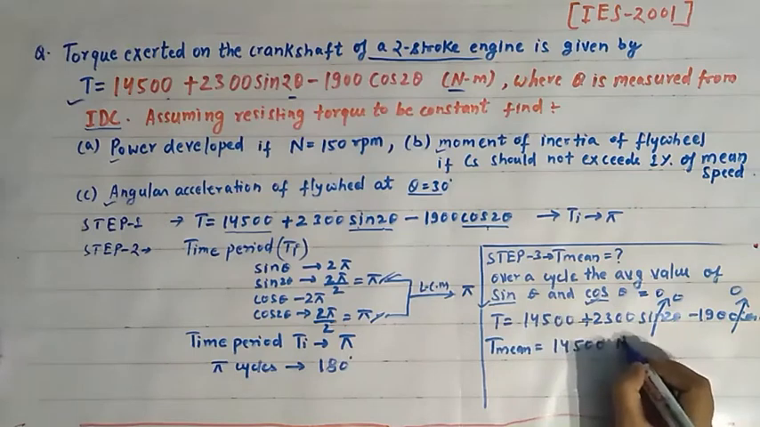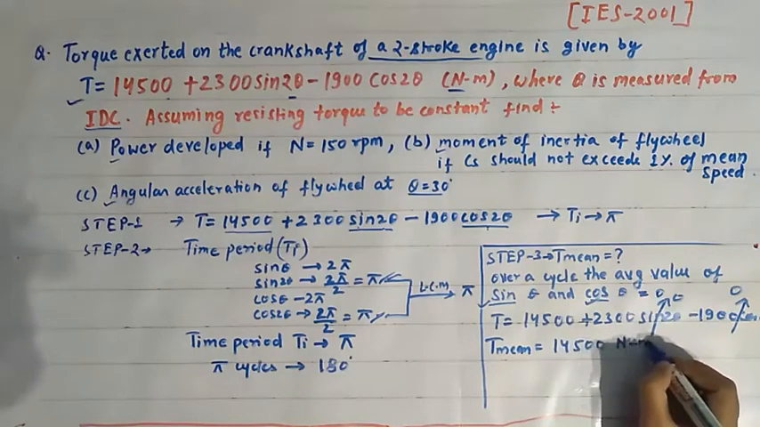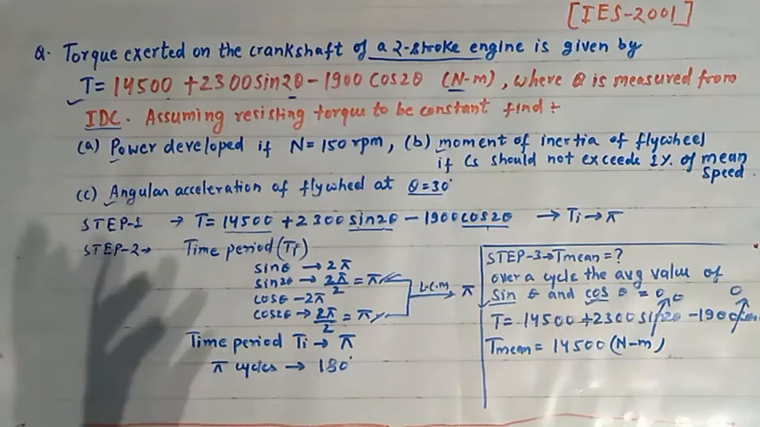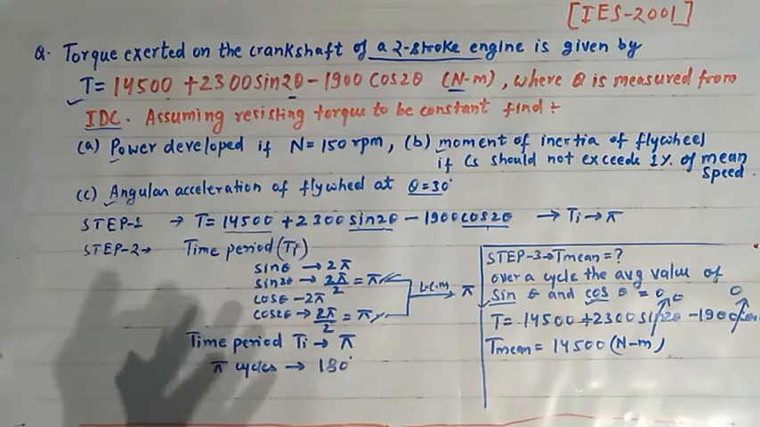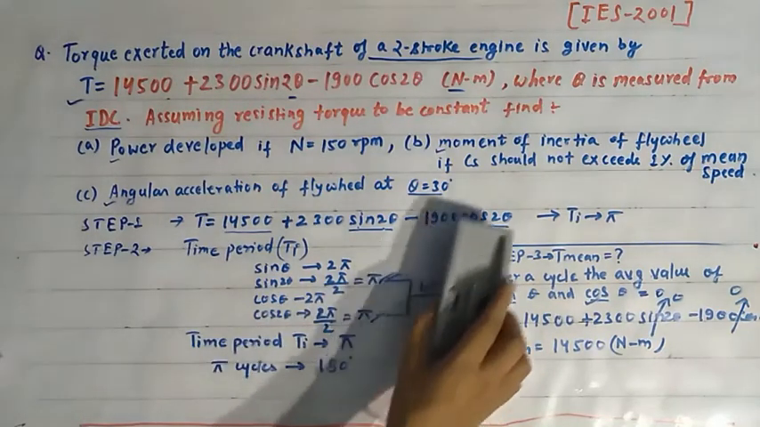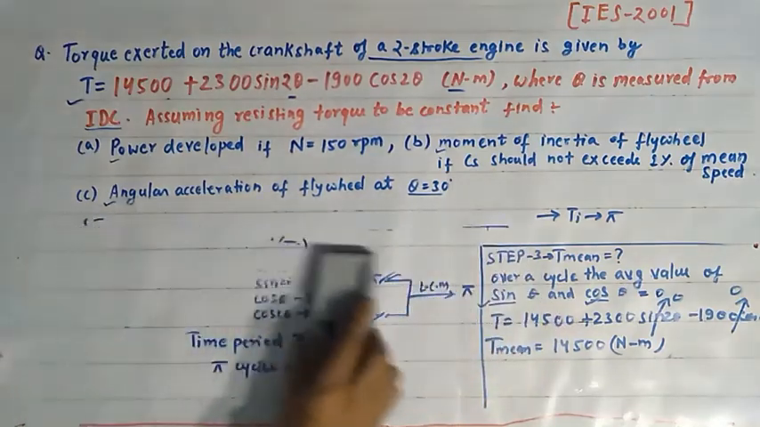14500 Newton meter. So this is the value of mean torque. So this was the first method to calculate the mean torque, and it is very easy. Now we will see a second method to calculate the mean torque. So look at the things that I am mentioning in this video.